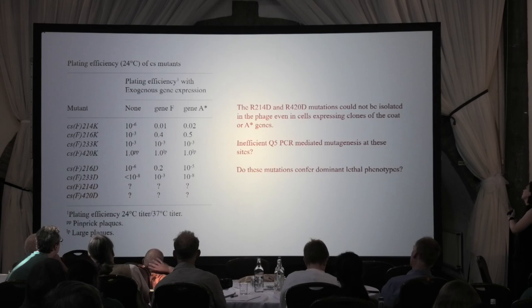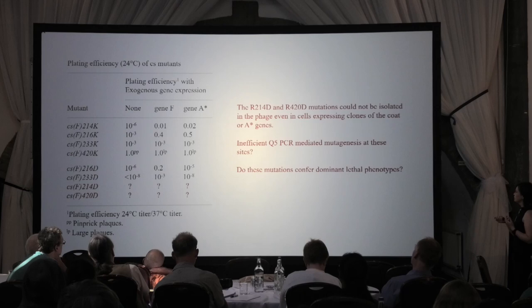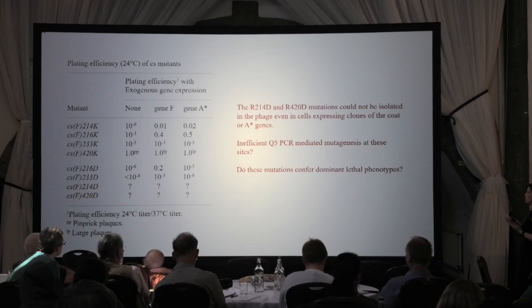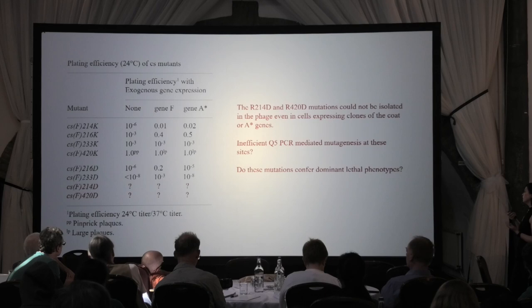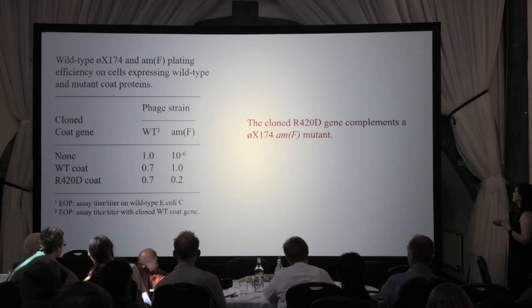And so now going all the way back to the plating efficiencies, we can see that for our non-conservative mutations, we didn't obtain two mutations at two sites in the phage. This did include attempts using cells expressing the wild-type coat protein and cells expressing the A-star gene. It could have been due to inefficient Q5-mediated mutagenesis, or we thought maybe this could be a dominant or codominant phenotype. And so to test this, we placed these mutations in plasmids. I'm going to start with our 420Z clone.